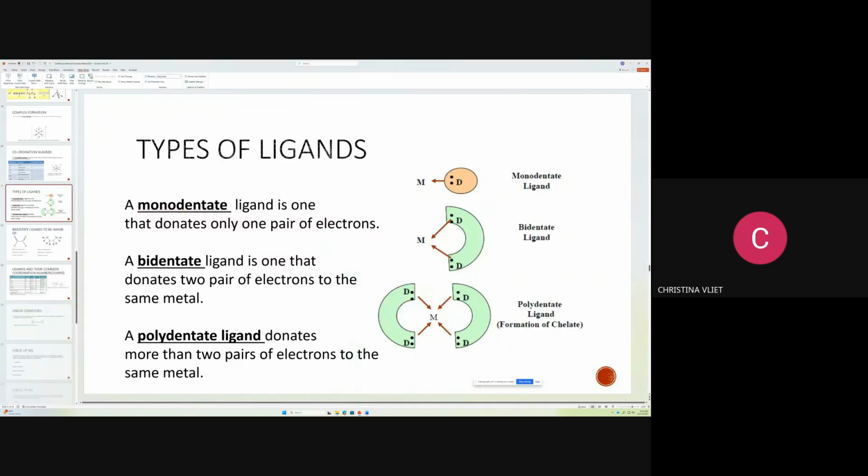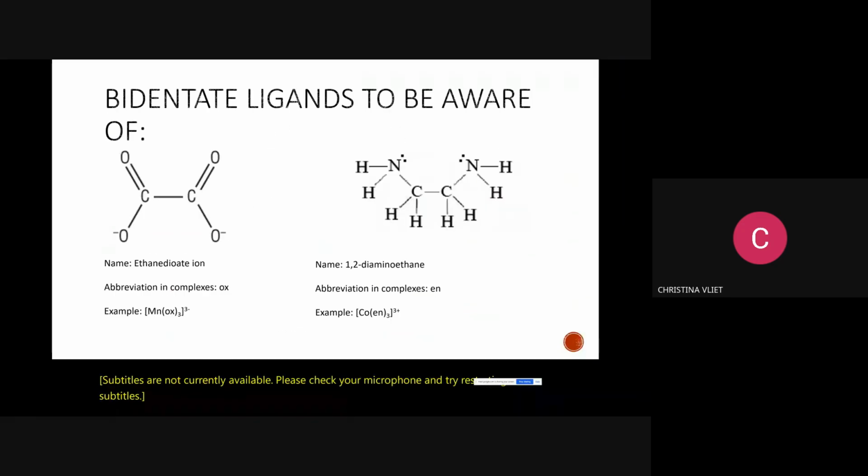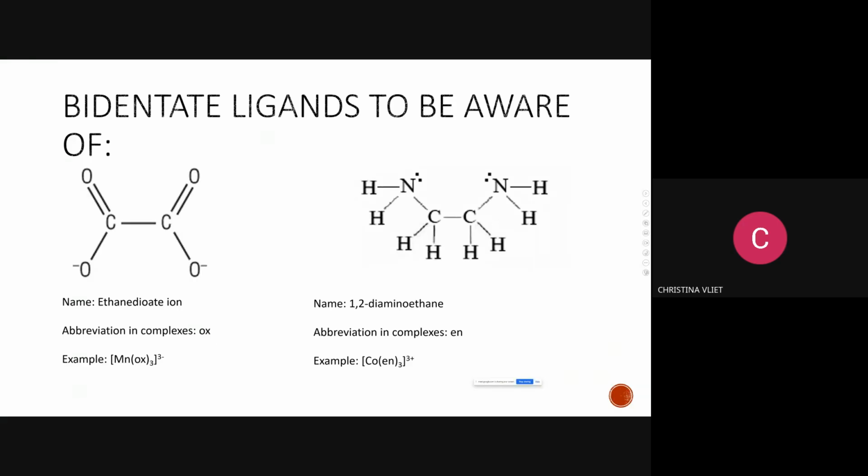Okay, so those are your types of ligands. What are the 2 bidentate ligands? These they want you to memorize.